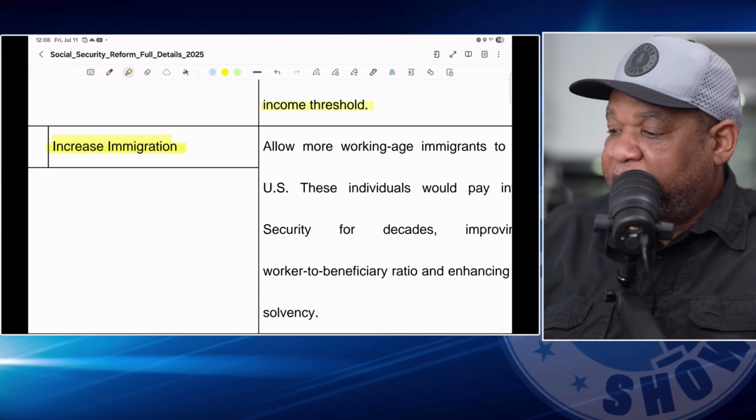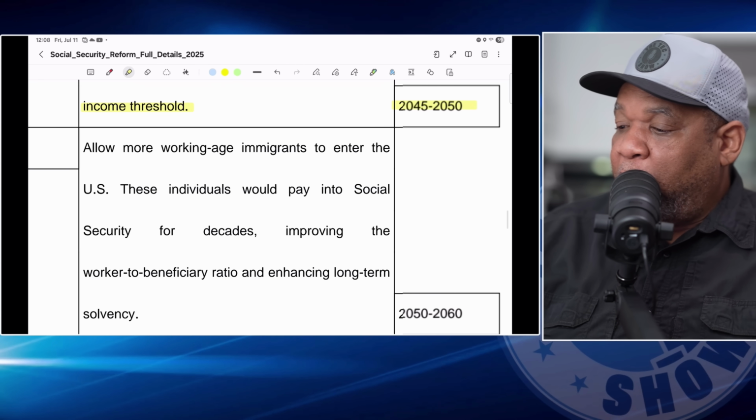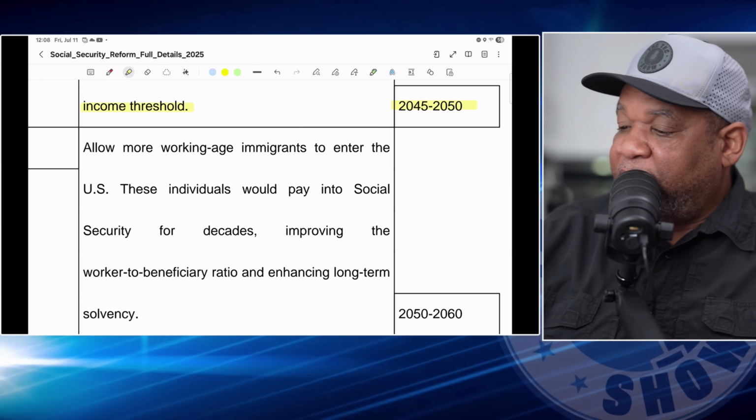And so taking that money out, we will see, and I guarantee you, the actuary will probably come out later this year, and they're going to say, you know what, the trust funds are depleting even faster than we thought. Why? Because we have less money coming in through FICA as a result of immigration, as a result of all this stuff that's going on right now. Okay, so let's see what they're saying here. So it says, allow more working age immigrants to enter the U.S., okay?